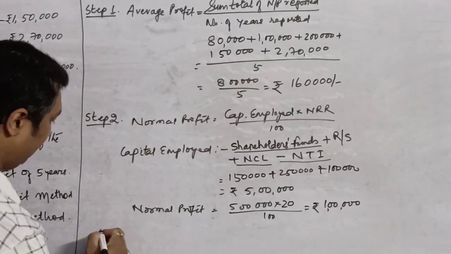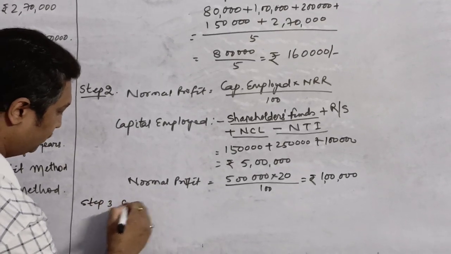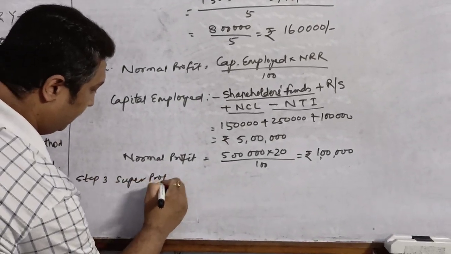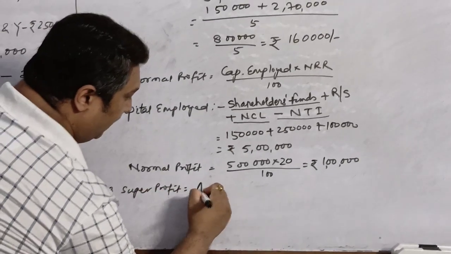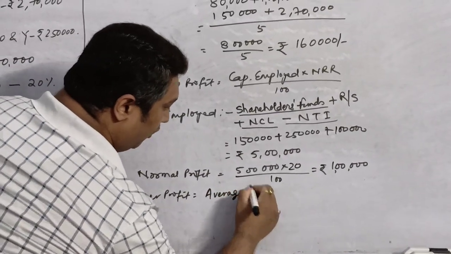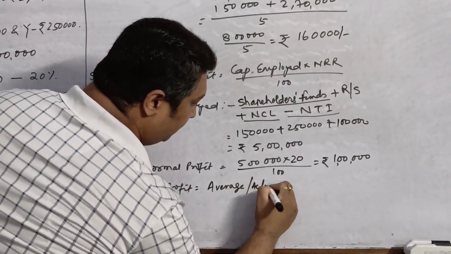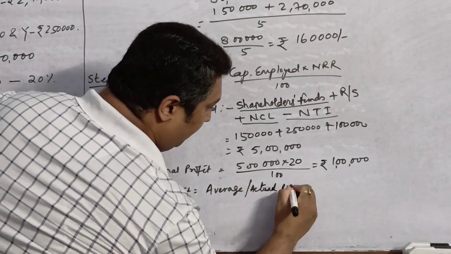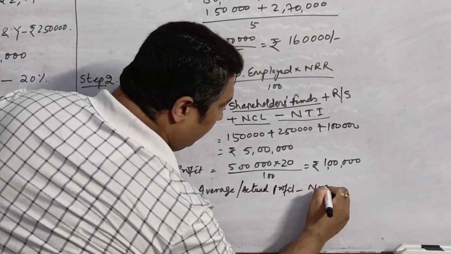Now we will calculate step 3, that is super profit. Super profit is equal to average or actual profit minus normal profit.